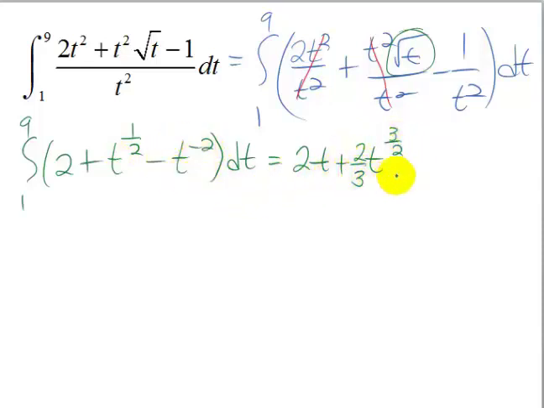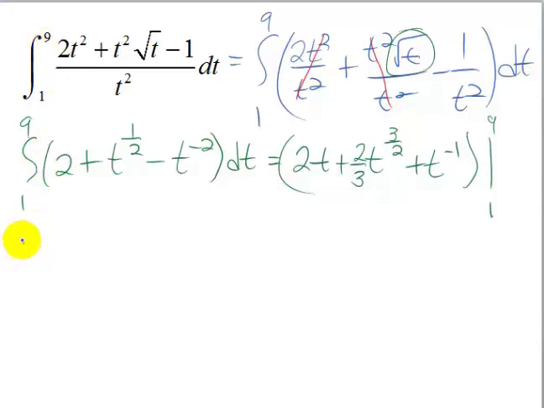Now looking at this next one, we would have 1 higher power, which would be the negative 1. So this will be a positive so that when we move that negative out in front, that's where this negative came from, and then decrease the power by 1. So all of this needs to be evaluated from 1 to 9. And let's go ahead and do that.